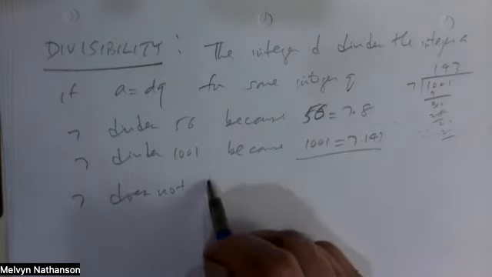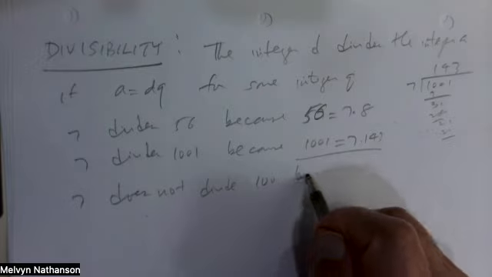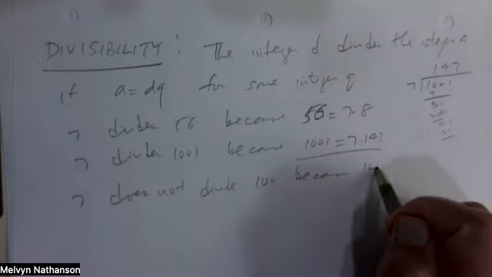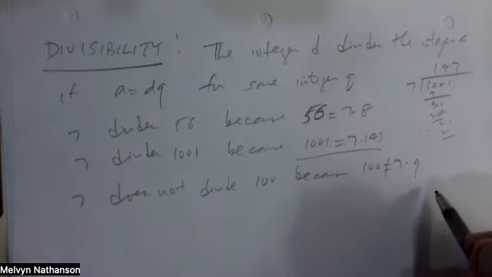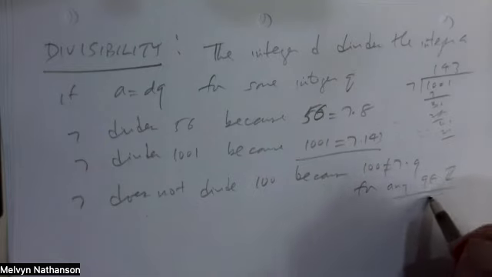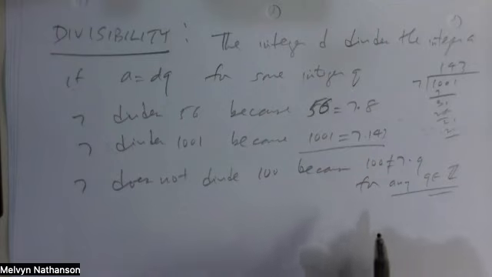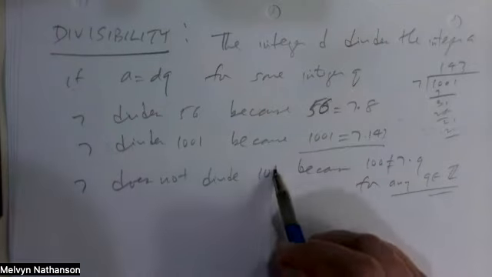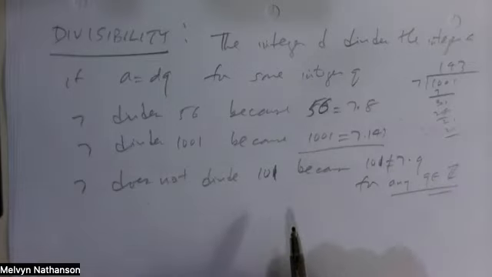7 does not divide 100 because 100 is not equal to 7 times q for any integer q. We're only working in the integers. We don't have the luxury of having fractions. 7 doesn't divide 100, it doesn't divide 101 even, but it does divide 1001. It's kind of surprising, actually.